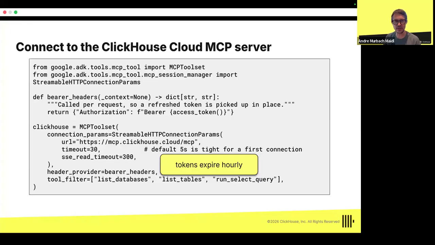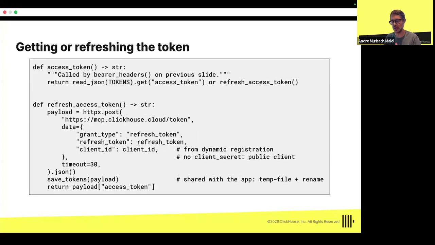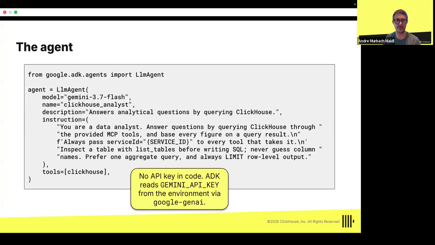How we do that: we define two functions here. One is access token, to get the access token and store it. And if the access token is not valid anymore, then we use a function called refresh access token that will refresh the access token so we can keep using the connection to ClickHouse through MCP and then using Gemini to ask questions.